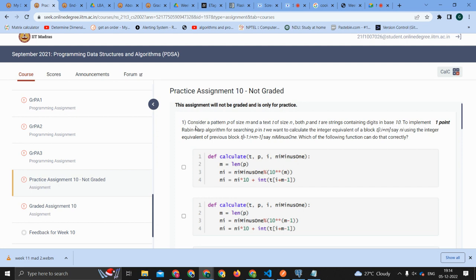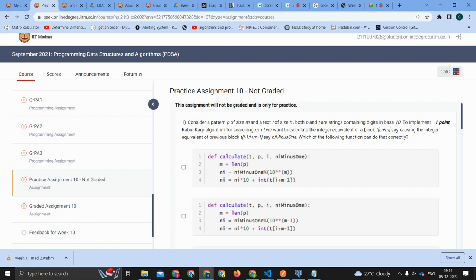Consider a pattern P of size m and text T of size n. Both P and T are strings containing digits in base 10. What does that mean? So base 2 means the digits will be 0 and 1. If it is base 8, they have to use digits 0 to 7. Strings, text only, no? Why is it saying digits in base 10? These are strings, right? Uma, still, numbers can also be a string, right? Okay, I think so. Let's see.